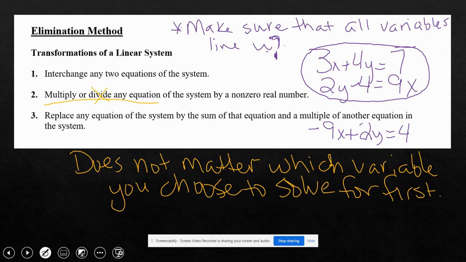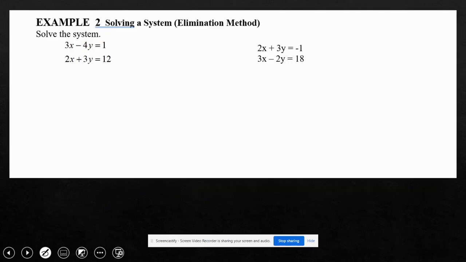So those are a few of the reminders. Let's go ahead and give it a shot. Over here on my left example, the x's line up, the y's line up, the equal signs line up, so we're good. I cannot just add these and have something add to 0, and that's the point of elimination method. I'm adding something together so that it equals 0. So we get to decide, do you want to get rid of the x's or the y's?